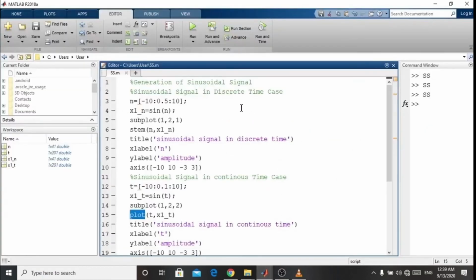In the production of a sinusoidal signal in the discrete time case, the spacing on the x-axis is more when compared to the spacing on the x-axis in the case of a continuous time signal. Here you use the function or command stem to produce the discrete time signal, and here you use plot for getting the sinusoidal signal in the continuous time case.